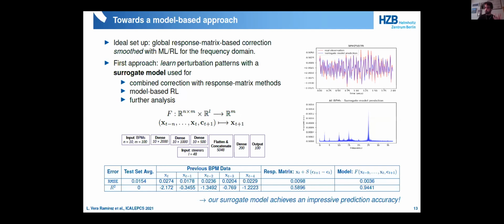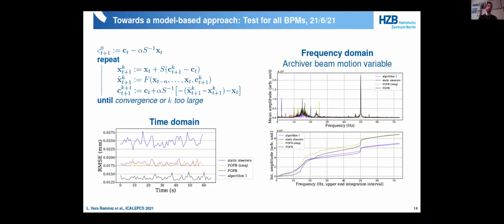The nice part of this approach is that we can use it, for example, in this small algorithm, which is essentially the response matrix-based algorithm improved with a prediction given by the model. And you can see in this case, the time domain performance of the model is quite similar to the fast orbit feedback algorithm we use in the loop, but the frequency domain is much better. It means it was able to stabilize the orbit in frequency domain.